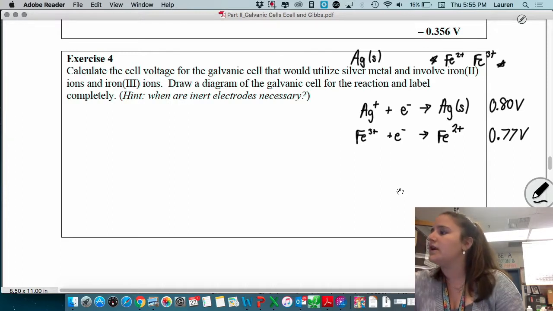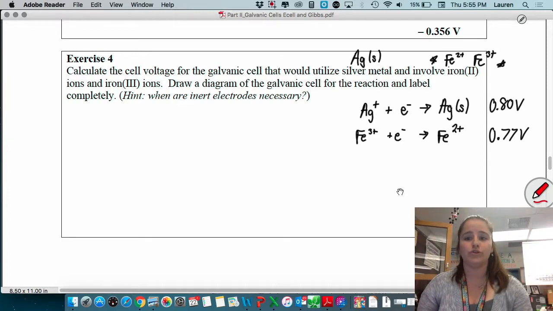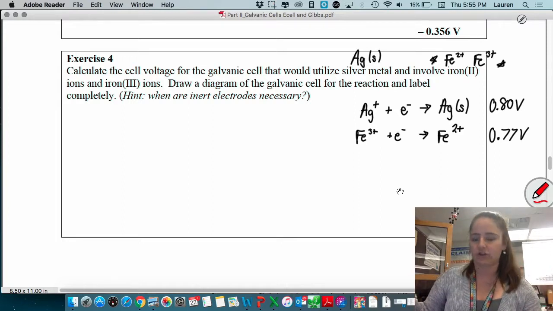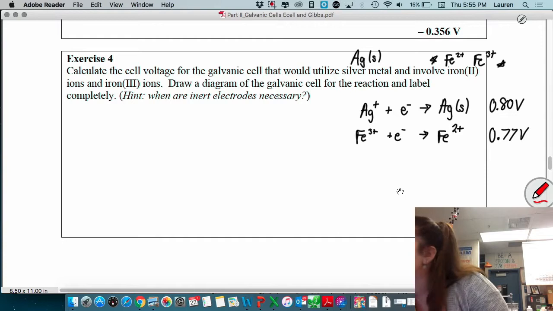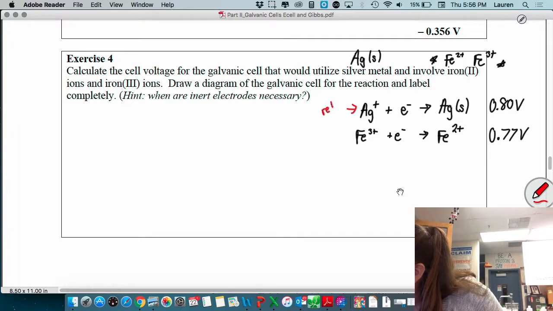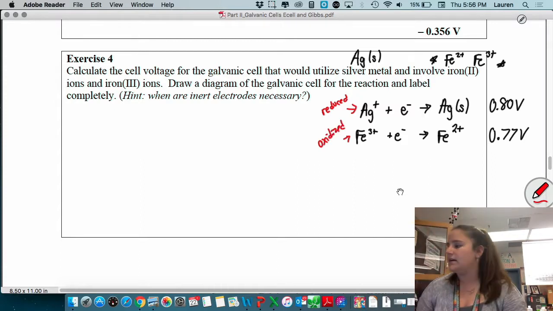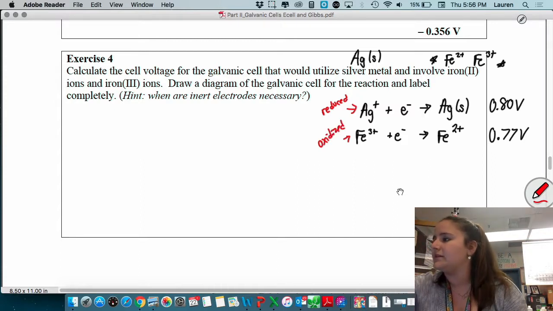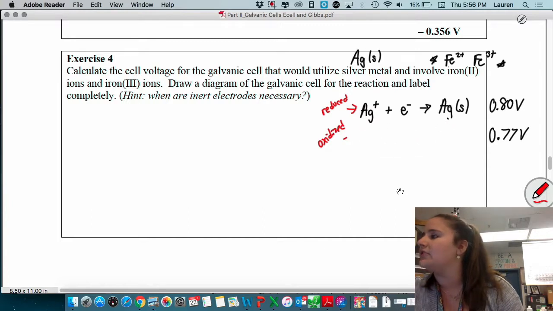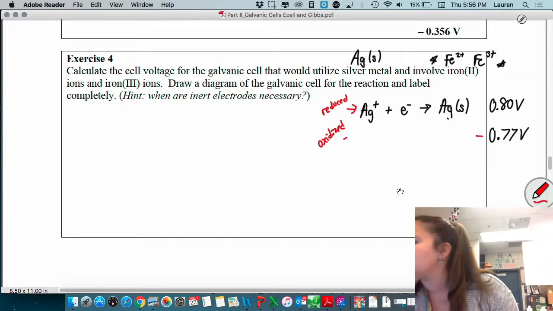Okay, so from that we can tell who's going to be reduced. Well, the one with the more positive, the higher reduction potential. So that's going to be the silver. The silver is going to be our reduced, where this one is going to be oxidized. So we would flip this reaction. Let me just show you what's going to go on there. Let's flip this reaction, which means we're going to flip the sign here.